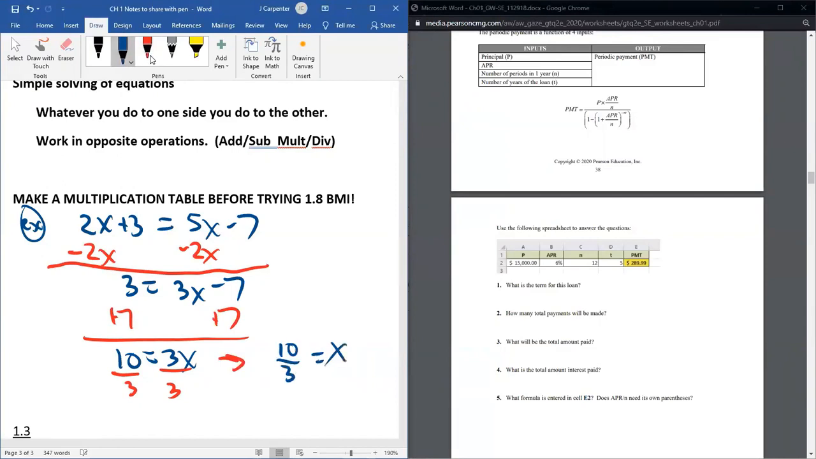The 3's cancel on the right, so 10/3 is our x. That is also 3 1/3 or 3.3 bar, but you could not say it's 3.3 unless it told you to round. It'd be 3.3 with a bar over it.